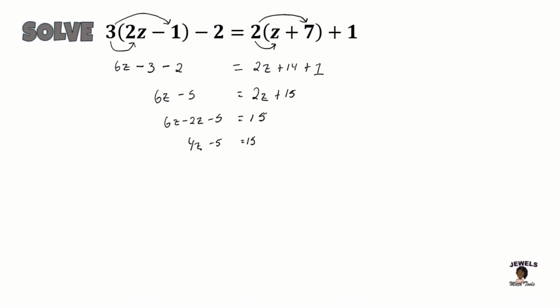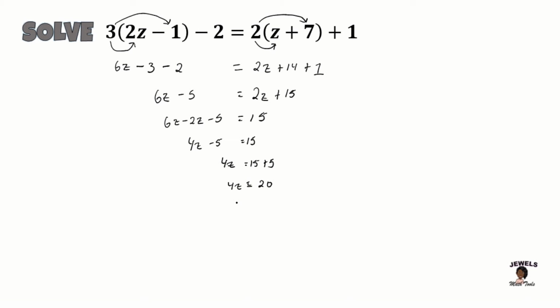And now I'm going to do the exact same thing with my constants. Since my 5 is being subtracted on the left hand side, I will move it to the right hand side where it will be added. And I'm going to put my 4z back. So 4z is now equal to 15 plus 5, which is equal to 20.